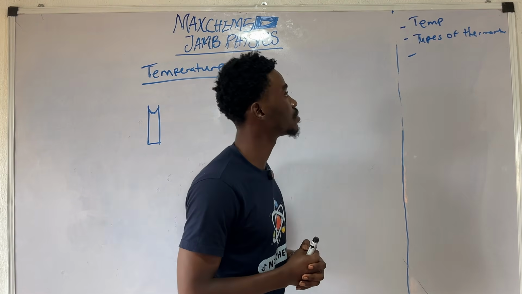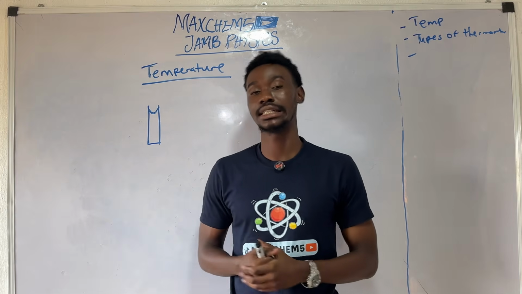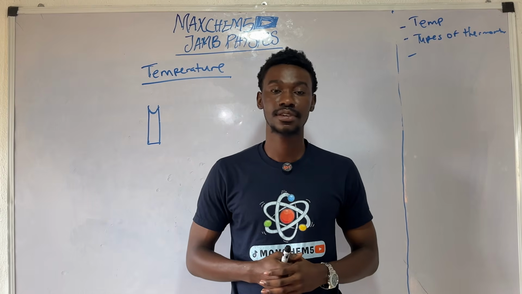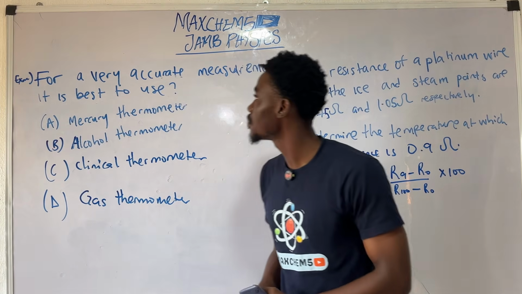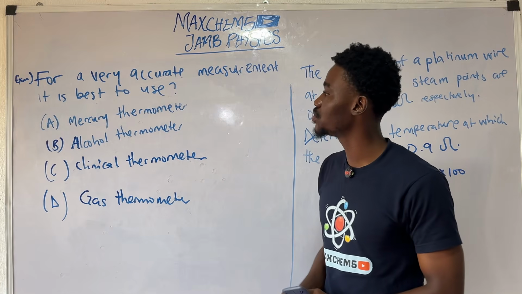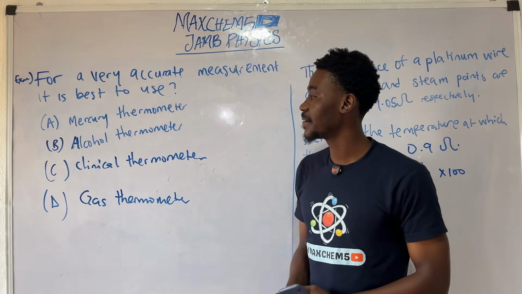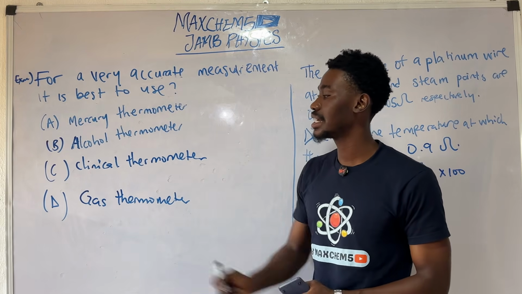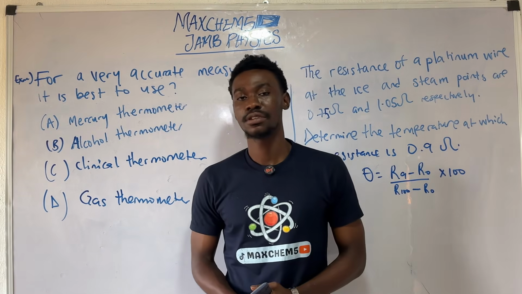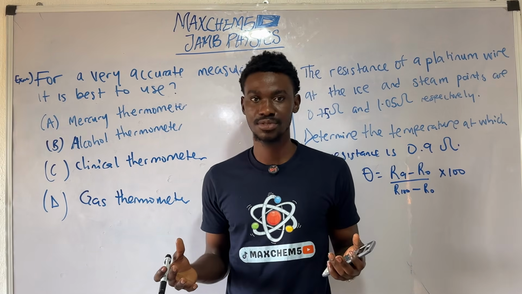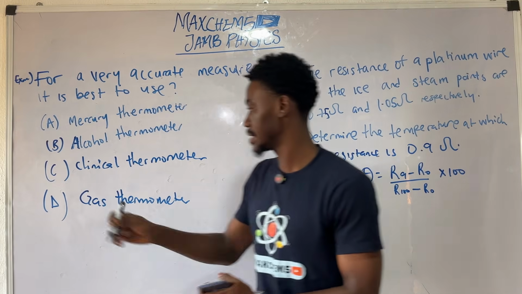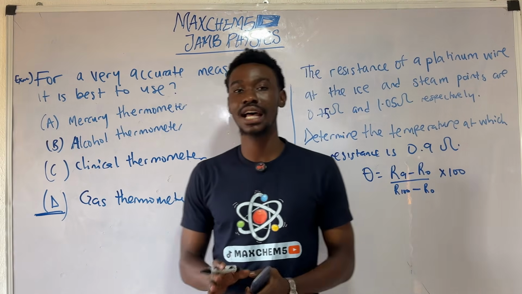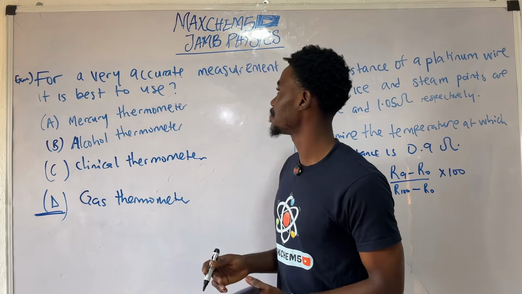Next, I would like to talk about some solvings and how we can calculate using different thermometers. So here I have a question that says, for a very accurate measurement, it is best to use A, mercury thermometer, B, alcohol thermometer, C, clinical thermometer, and D, gas thermometer. So which type of thermometer is the most accurate to measure temperature? The correct answer is D. The gas thermometer is the most accurate thermometer to measure temperature.